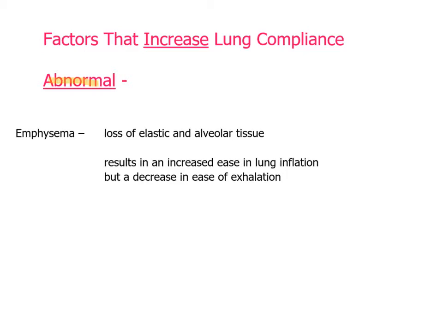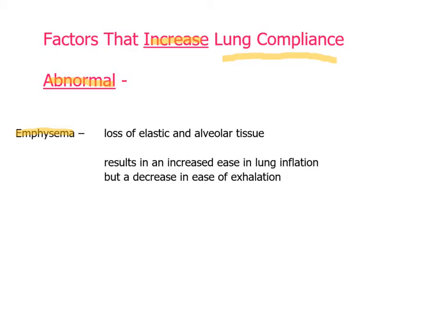There are also abnormal ones that increase lung compliance. Remember, compliance has a sweet zone. It's not good if lung compliance is too low or if lung compliance is too high. A major disease process that will increase lung compliance, ease of expansion, is called emphysema. In emphysema, what's happening is that there is an actual loss of lung tissue.